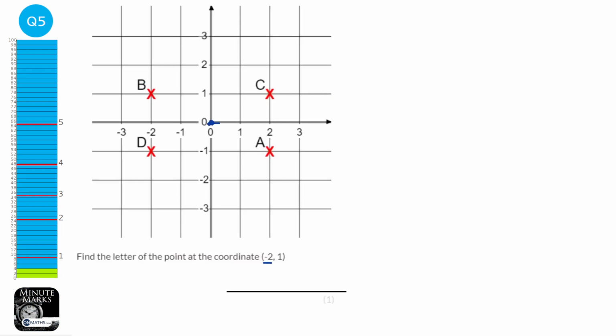This coordinate is telling us to go 2 to the left from the center. We go right when it's positive, we go left when it's negative, so it's 2 to the left. And then it's telling us to go 1 up. It's up because it's positive. So we need to go 1 up, and we get to the coordinate of B. So the coordinate we get to is B.